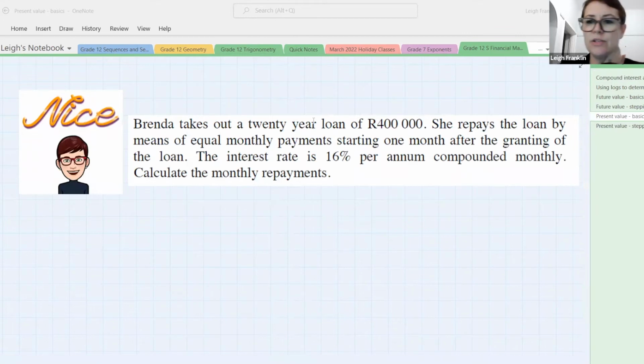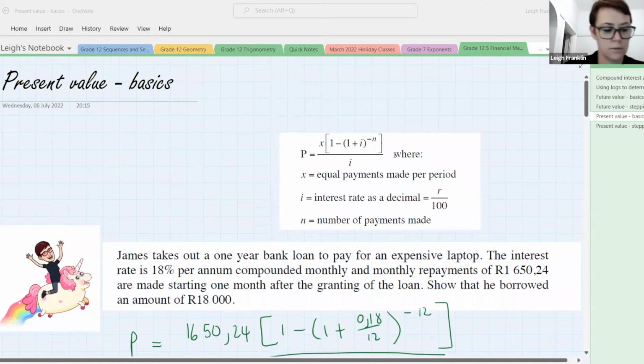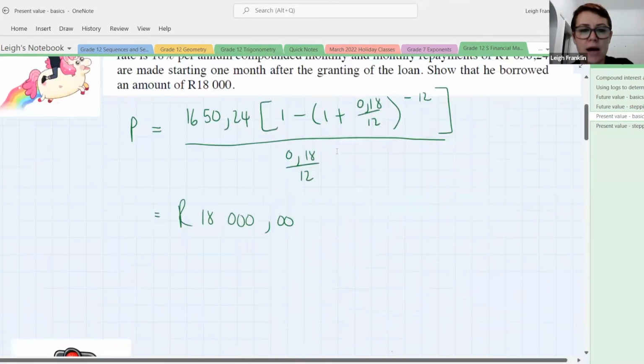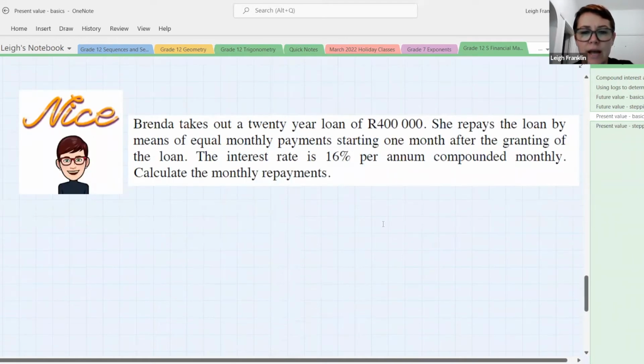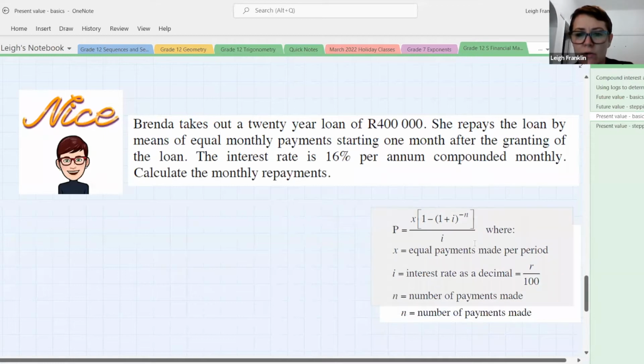Okay, now here, just something a little bit different. Brenda takes out a 20-year loan of 400,000 Rand. She repays the loan by means of equal monthly payments starting 1 month after the granting of the loan. The interest rate is 16% per annum compounded monthly. Calculate the monthly repayments. Let me grab our formula and bring it down here so that it's easy for us to access. What are they asking us to calculate here?